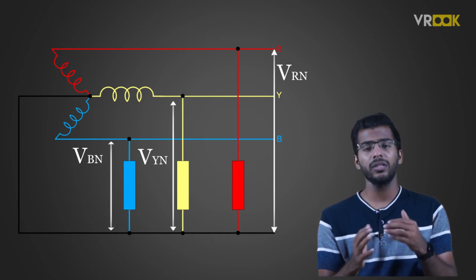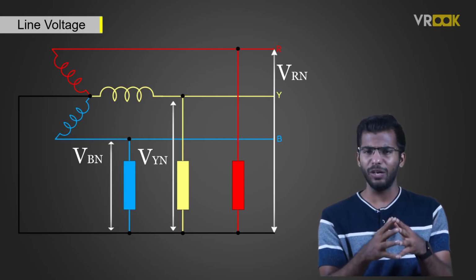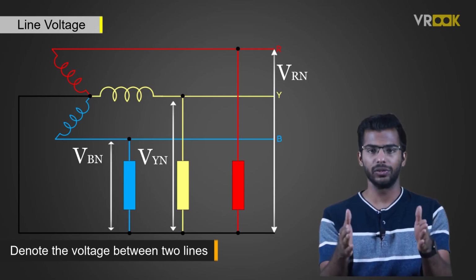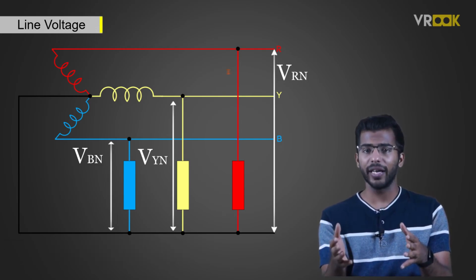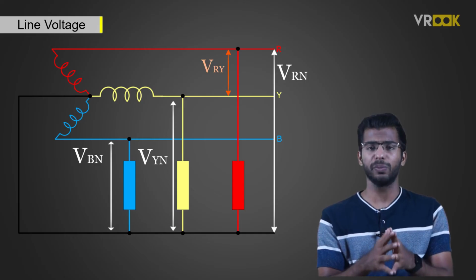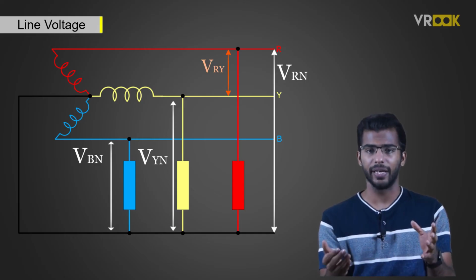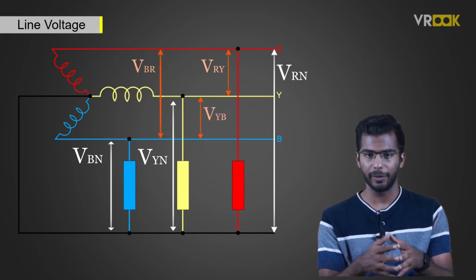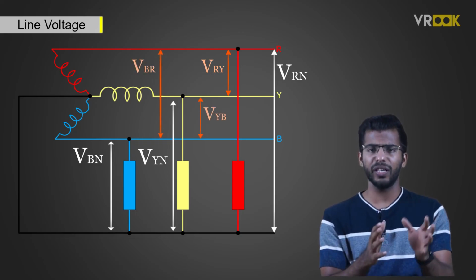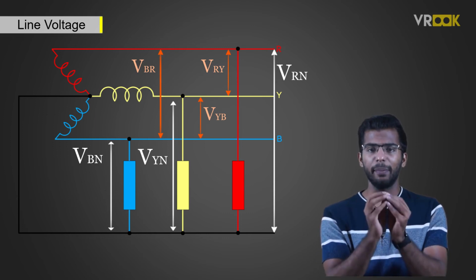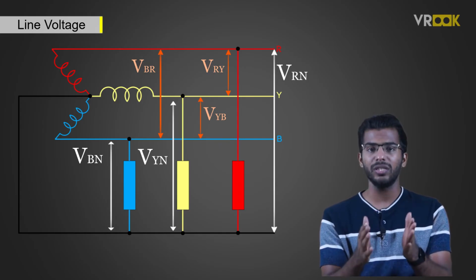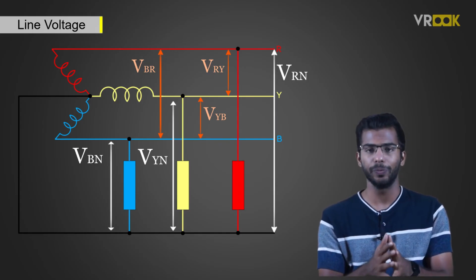The next term is the line voltage. The term line voltage is used to denote the voltage between the two lines. So, VRY represents line voltage between the lines R and Y. The other line voltages are VYB and VBR. The relationship between the phase voltage and the line voltage can be derived easily with the help of a phasor diagram and the concepts of line and phase voltages which we learned in this video.